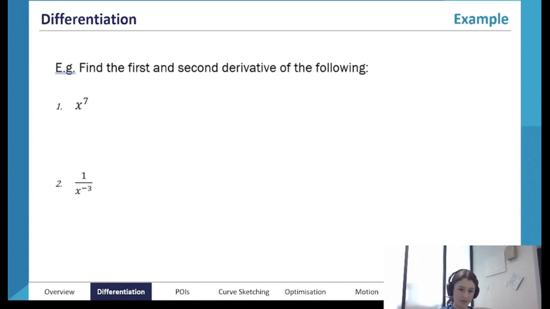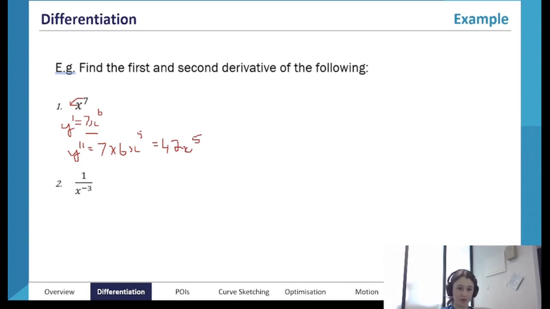In the first example here, we have the function x to the power 7. We need to find the first derivative. So remember the first derivative, we're just going to use our power rule. We're going to take the power out the front and decrease the new power by 1. Then remember our second derivative is the derivative of the derivative. So we're now going to derive this function here. We're going to take that old power 6 out, reduce our new power by 1. And this is going to give us 42 x to the 5th.